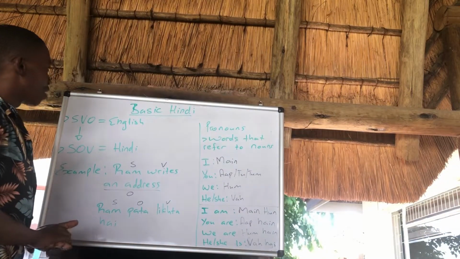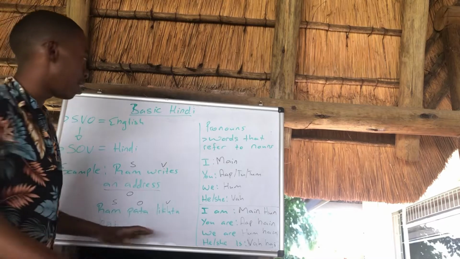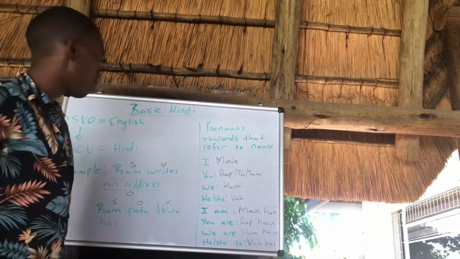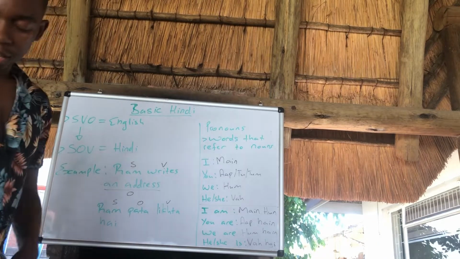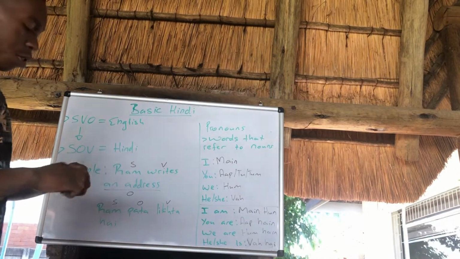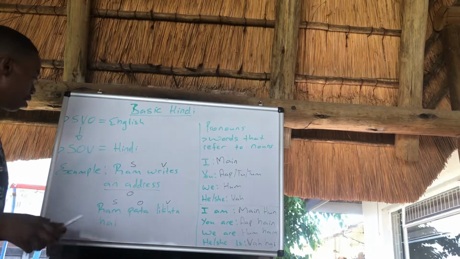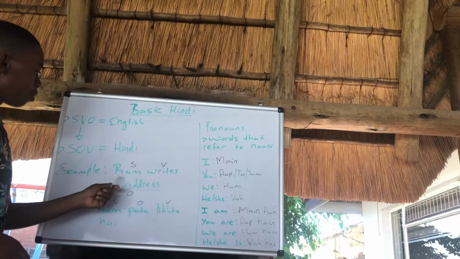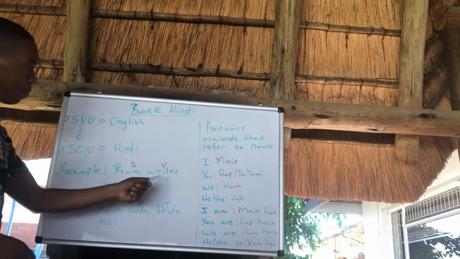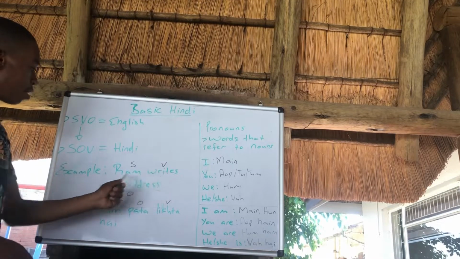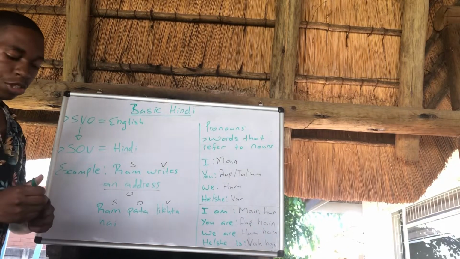Okay, guys, as you can see, this is basic Hindi. What I'll be touching on today is just simple stuff, your pronouns, and the sentence structure of Hindi. So, as you know, in English, we have your subject, your verb, and your object. For instance, let's look at this sentence here that I made. In this example, you have Ram, writes, and address. So you'll have your subject, that's Ram. You'll have your verb, that's writes, and an address, that's your object. So that's how the English language is structured.